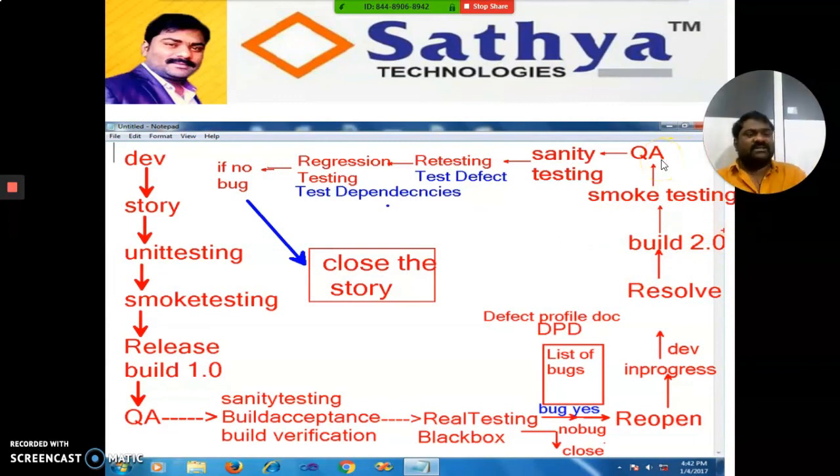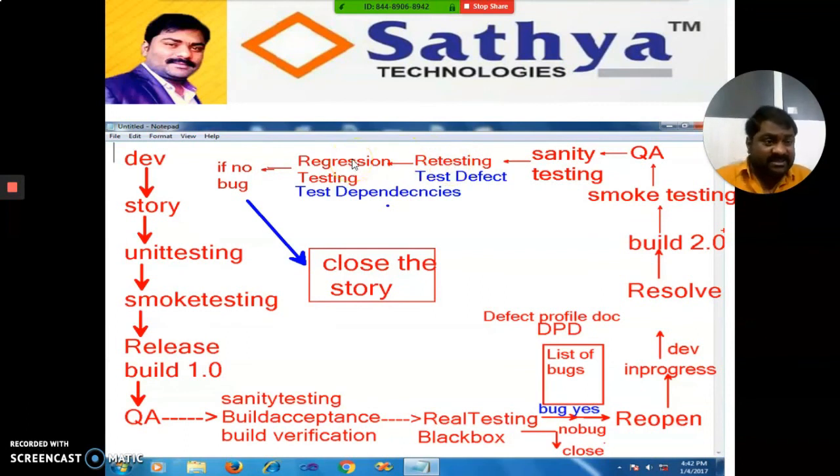This is a cyclic process, it will repeat. And again the test engineer will do sanity testing. Now the test engineer will do retesting. Retesting means not testing the total application, testing only the bugs. Previously he identified some bugs and kept them in the DPD document. Whatever bugs he kept, only those bugs will be tested. That type of testing is called retesting. Previously he did real testing, now retesting. Testing only the defects. After doing the retesting, regression testing will be done.